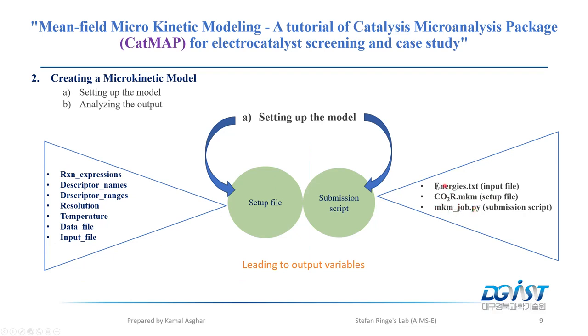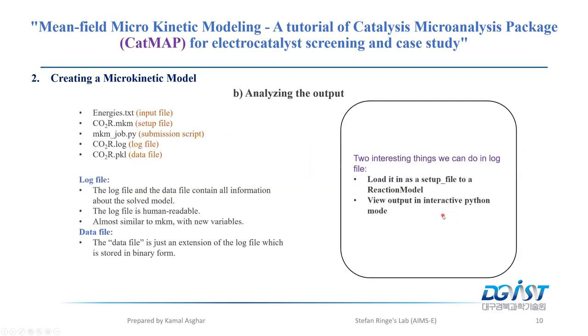Then you will automatically get 3 files in your folders. After running this job, you will get 5 items like this: energy text, MKM, job script, submission script, and then 2 files, a log file and a data file, are generated as additional files. So what are these 2 things actually? Log files are very similar to the microkinetic MKM file, but they have some additional new variables. But the data file is actually an extension of this log file.